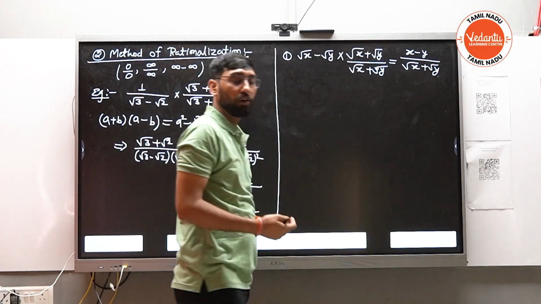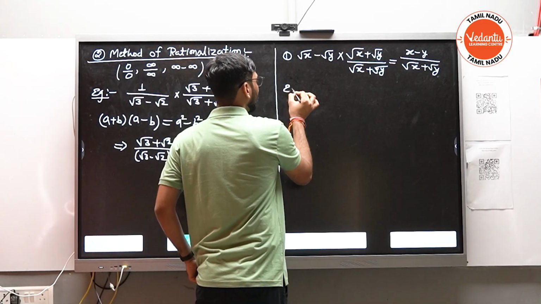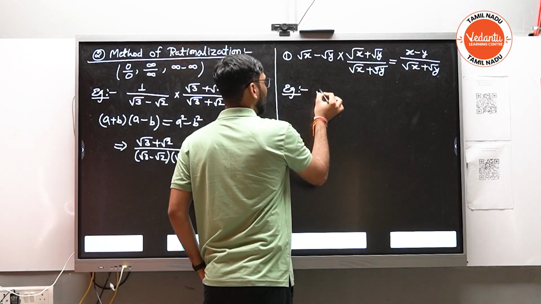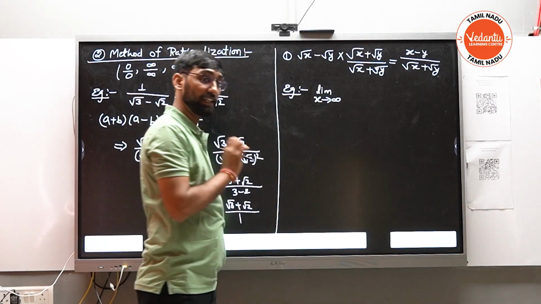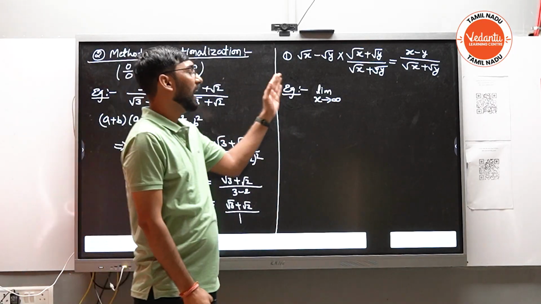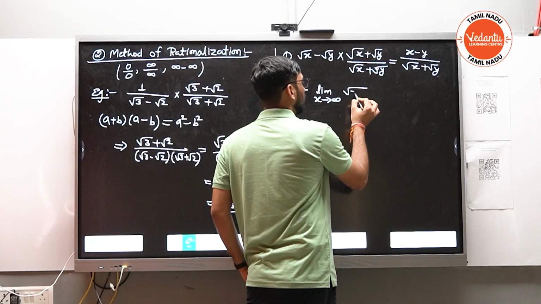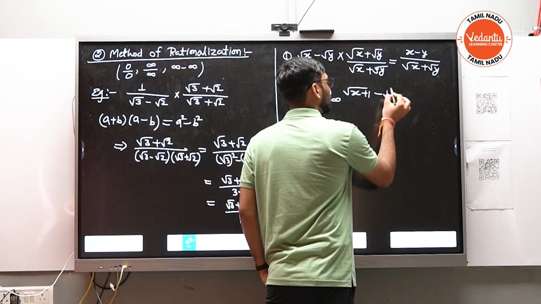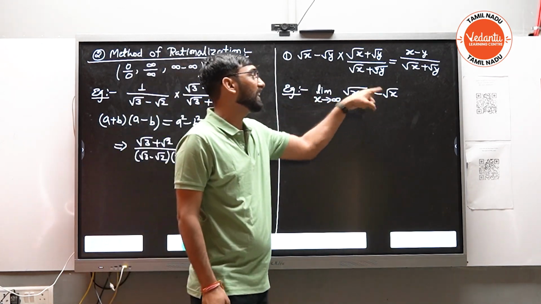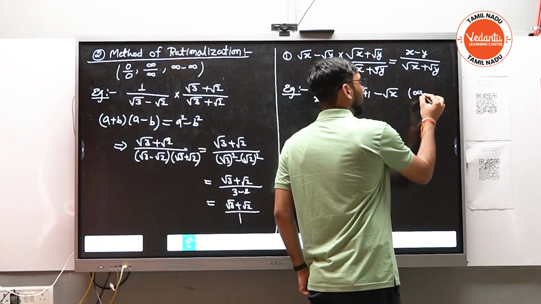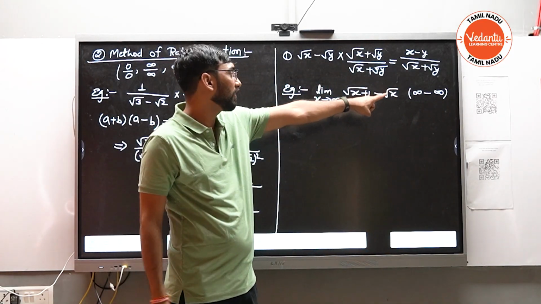Very good. And how will it help me? For example, I will take one example. The question is given like this: limit x going towards infinity. Nicely, x is moving towards infinity, which means x is taking larger and larger values. The question is root of x plus 1 minus root x. It is written in the form of infinity minus infinity.